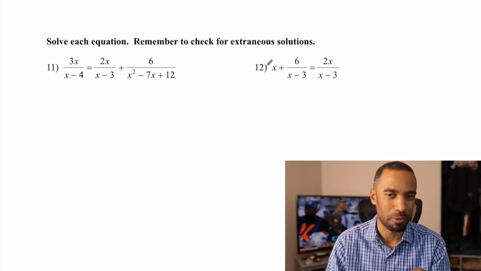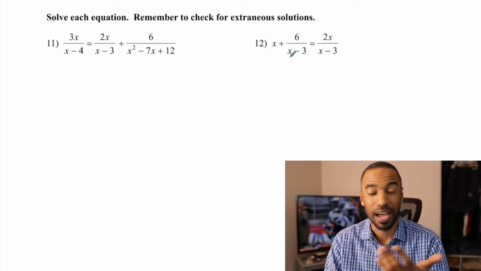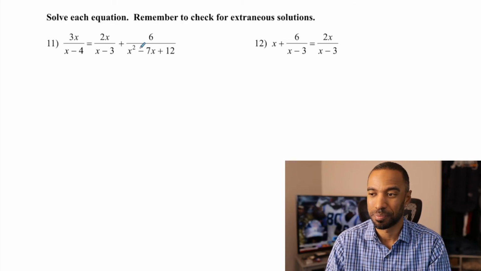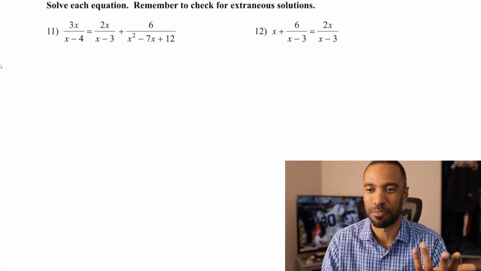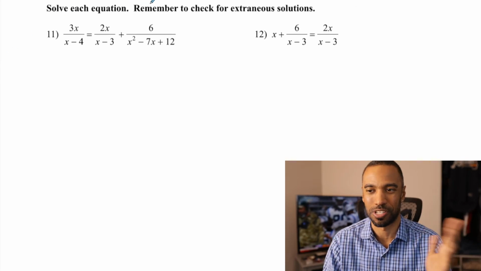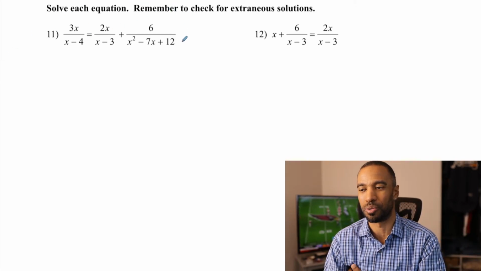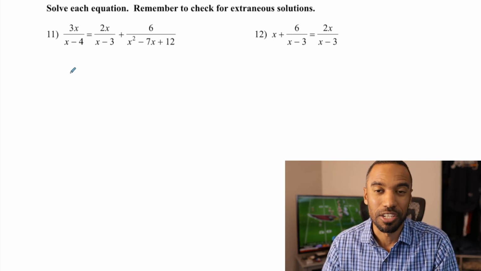Number 12 is actually an easier problem to do. If you want, I could do number 12 first, but I'm not going to. Because you can't respond to me, and because I don't know what order some people might say, why'd you do number 12 first? When they're not listening and just writing things down.